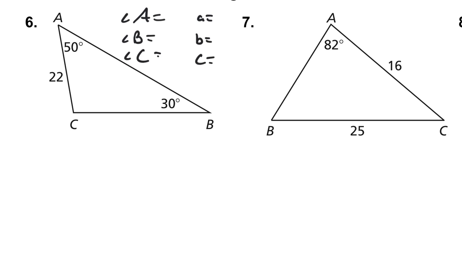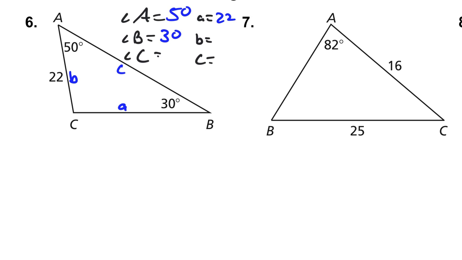I'm going to fill in what I know. I know angle A is worth 50 degrees, angle B is worth 30 degrees, little a, which is across from big A, I don't know. Little b, which is across from angle B, is 22, and C, I don't know. All right, so based on what I see there, I already noticed that I have two of my three angles. So if I have two of my three angles of a triangle, all I have to do is use my triangle sum theorem to find my missing angle.